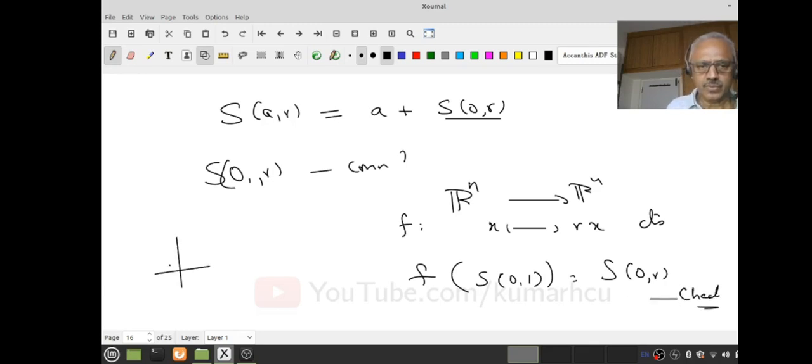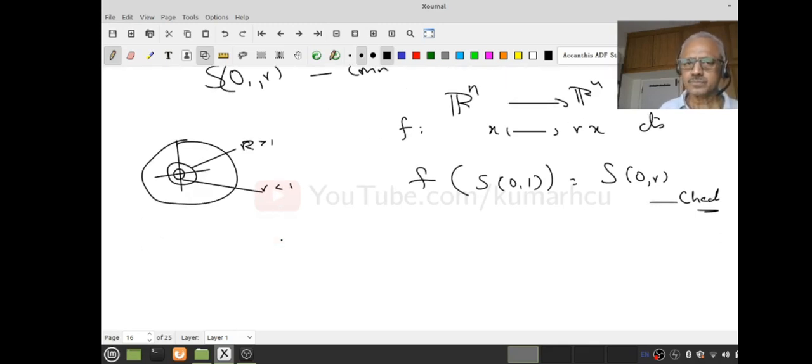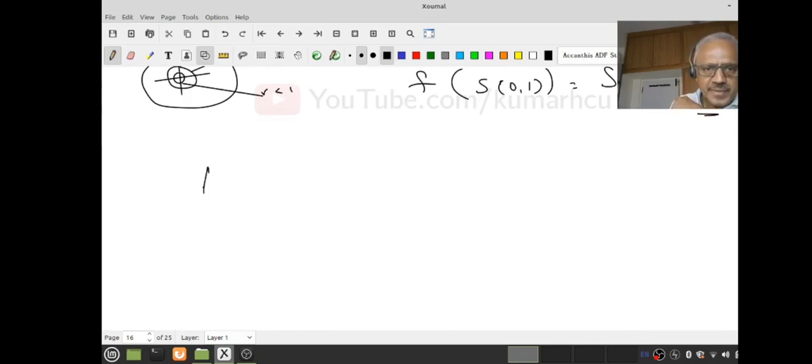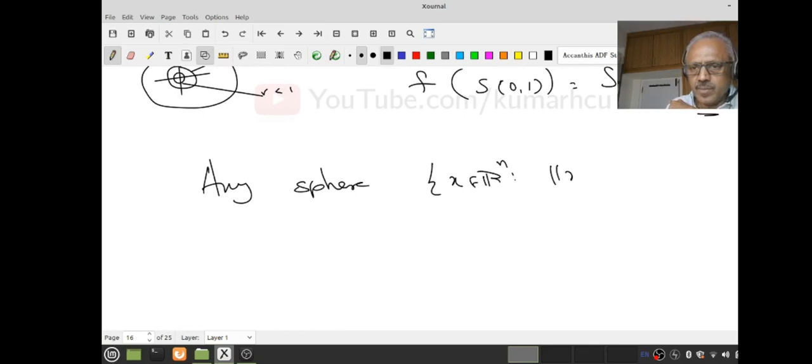So the unit sphere goes to the sphere of radius R, whether R is bigger than 1 or smaller than 1. Being a continuous image, this is connected, and this is a translation, therefore this is connected. Therefore we have proved any sphere, the set of all x in Rn so that norm of x minus a equals r, is connected.